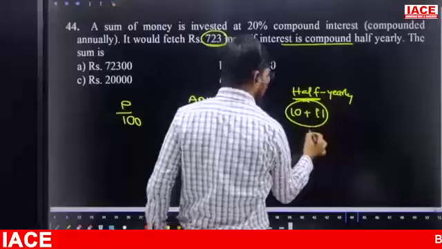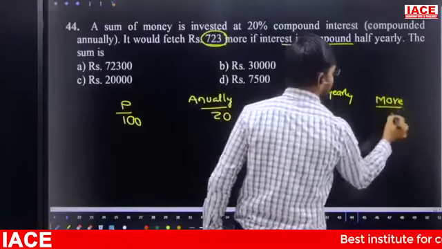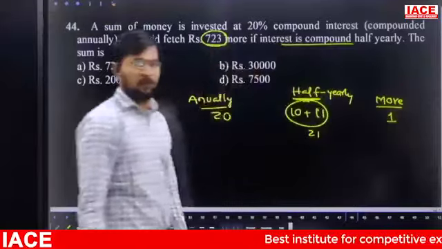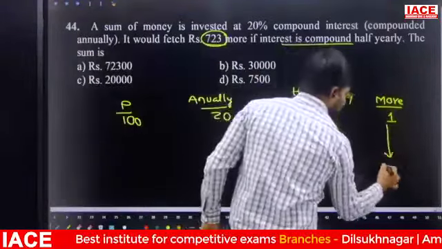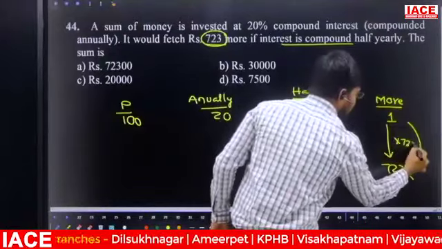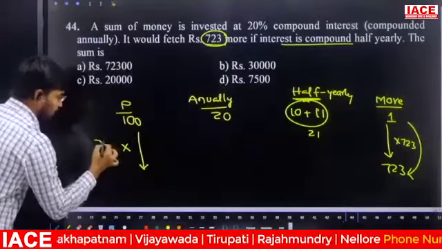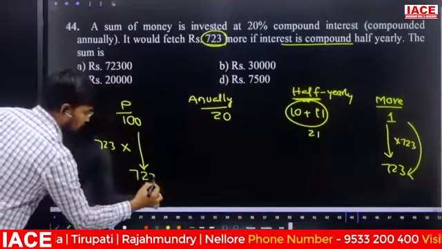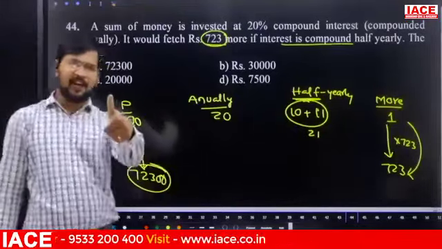And how much more are you getting, amma? Half yearly compared to annually, 1 rupee more. According to 100, 1 rupee more, but according to our problem, 723 rupees more. And how many times does it go, amma? 723 times, na? Therefore, 723 times of 100, 72,300. Your answer is 72,300. Option A is the right answer.